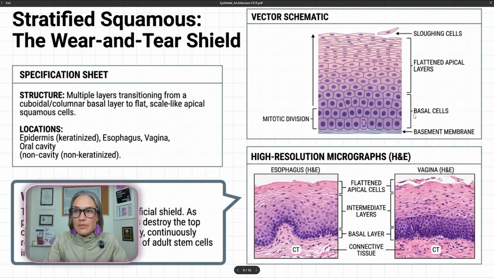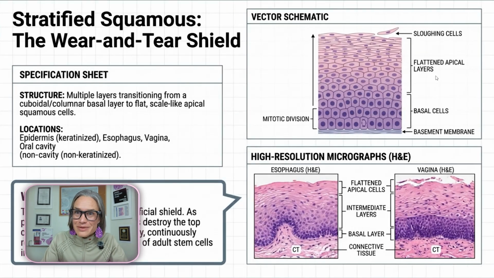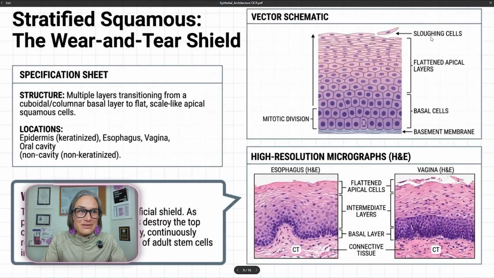If they're flat, then this is squamous. So we have basement membrane, basal cells, flattened apical layers, and these layers have different names that you don't have to remember at the moment, and sloughed cells. The structure is multiple layers transitioning from a cuboidal columnar basal layer to flat, scale-like apical squamous cells. Here at the bottom, they look squarish because it's a section, like a cuboidal basal layer.